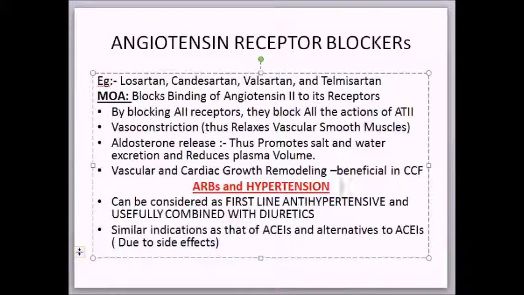Guys, this is my first part of the video. In the next video I will be talking about the rest of the drugs which are left, like centrally acting drugs or vasodilators or calcium channel blockers. These drugs I'll be talking about in the next video.